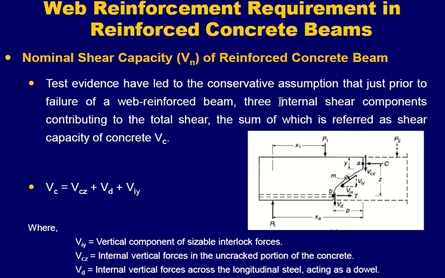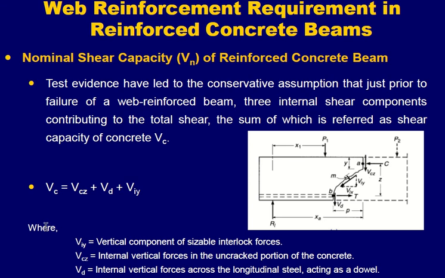Test evidence has led to the conservative assumption that just prior to failure of a web reinforced beam, three internal shear components contribute to the total shear, the sum of which is referred to as the shear capacity of concrete. So on the previous slide you have seen that Vn is equal to Vc plus Vs. Now out of that we are just talking about Vc, that is, what is the shear capacity of concrete itself. So tests have given us conservative assumptions that just prior to failure the shear capacity of concrete comprises three internal shear factors. So in the equation you can see that Vc is equal to Vcz plus Vd plus Viy.